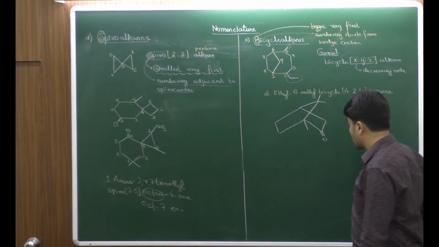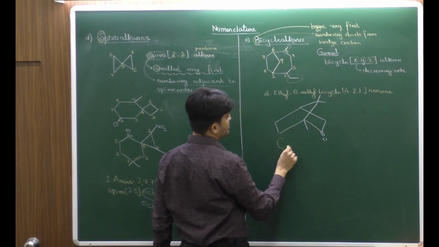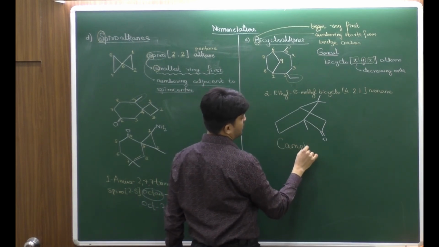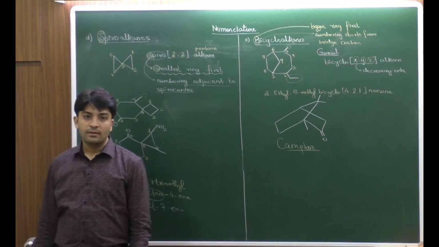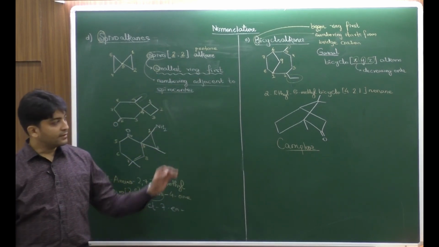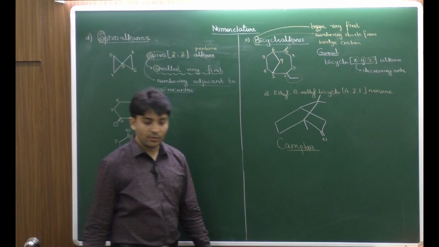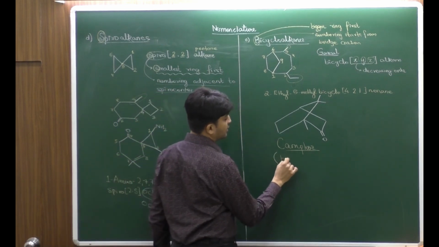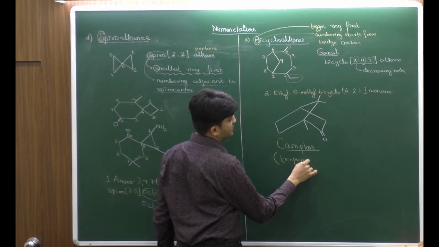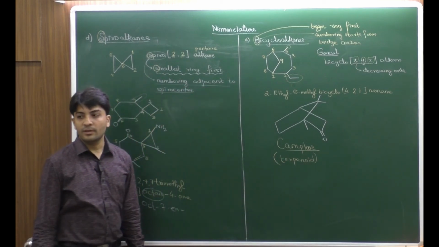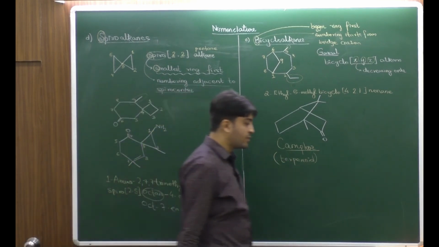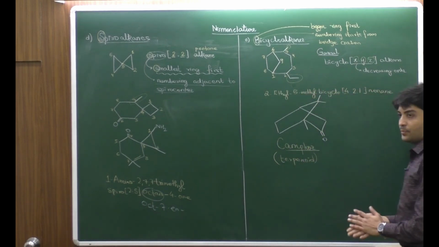Okay? Now this structure which I have drawn is basically the structure of कपूर. That's camphor. कपूर जो use करते हैं ना, that is this compound, a bicyclo compound. It's actually called a terpenoid compound. We will learn this later. But the family of these compounds are called terpenoids. So it's an example of a terpenoid. That much you can remember.